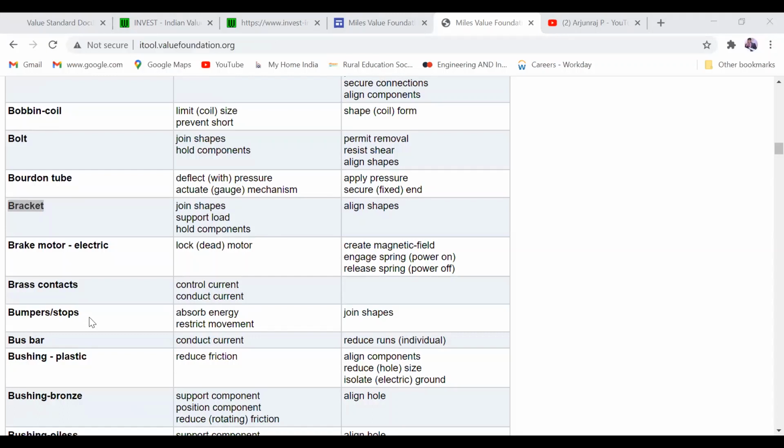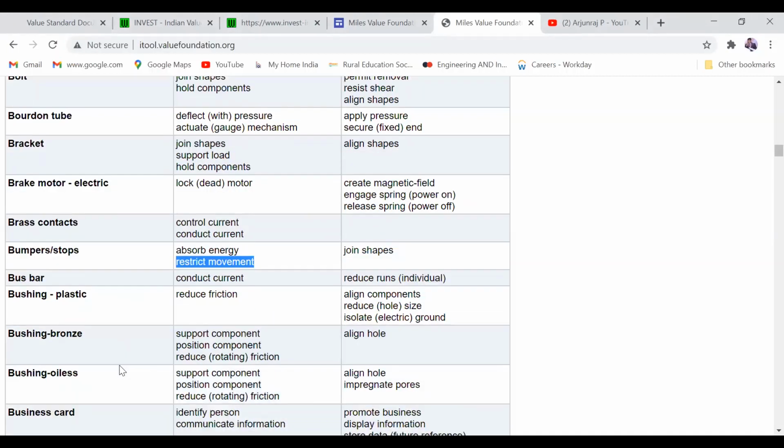A bumper is used to absorb. Why do you need to have the bumper? To absorb energy. It also restricts the movement, right? In the case of a bus bar, in the case of electronics, you need to have this bus bar to conduct the current. You have the bushing in a plastic component to reduce friction.